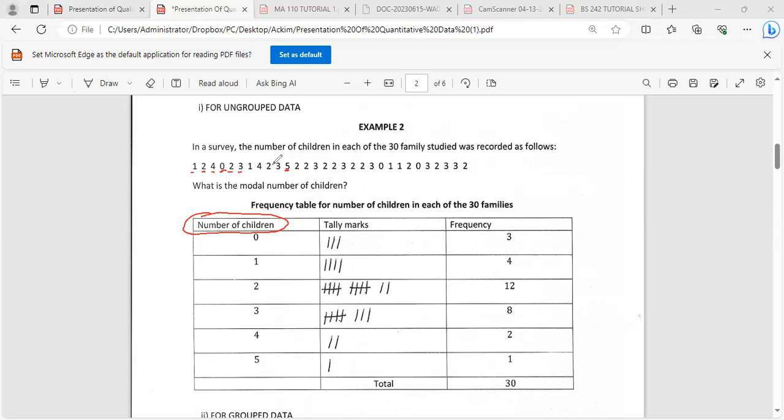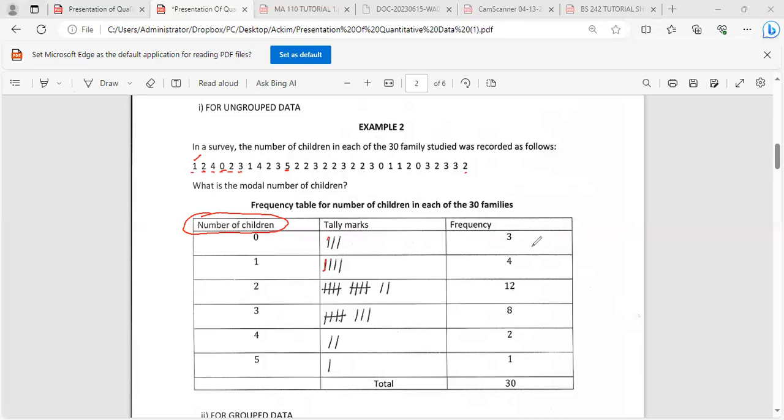The first number is 1. Until we reach the last, the 2 came out as 12, if it was correctly done. Then the 1 came out as 4. Then the 0, 3. But do you get the concept? Yes. Okay, yes.